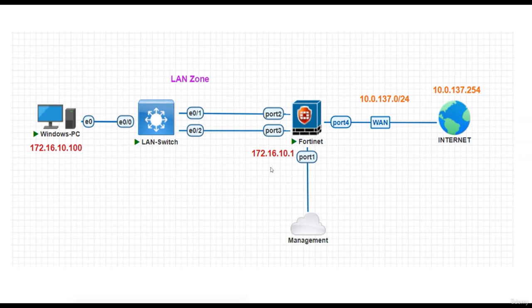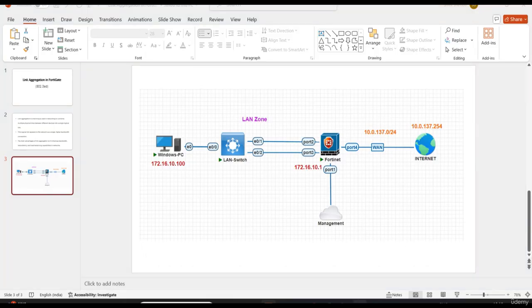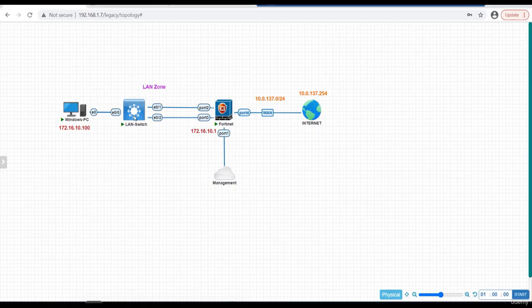In this video we are not trying to understand more in depth about aggregate or LACP because it's a common networking function. We are going to see how to configure LACP or aggregation in the FortiGate firewall. That's the agenda. So let's get into our lab and see how to configure it. All right, let's go to our lab session.